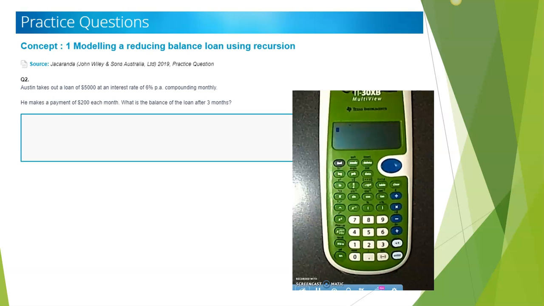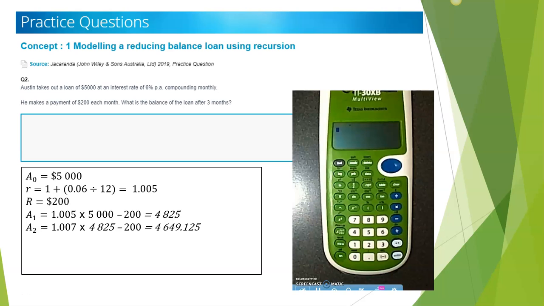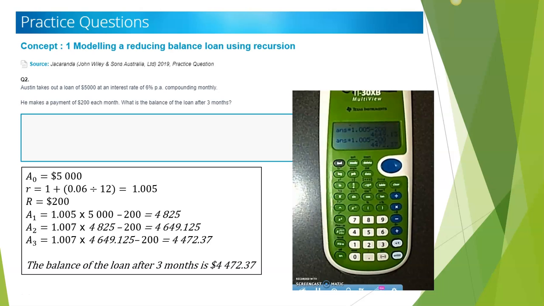Next question. Austin takes out a loan of $5,000 at an interest rate of 6% compounding monthly. He makes $200 payments each month. What is the balance of the loan after 3 months? First we write our recurrence relation, and then we work out the balance at the end of the first month, second month, and third month. So 5,000 into the calculator times 1.005, take away our payment of $200, 1, 2, 3, and there's our $472.37.